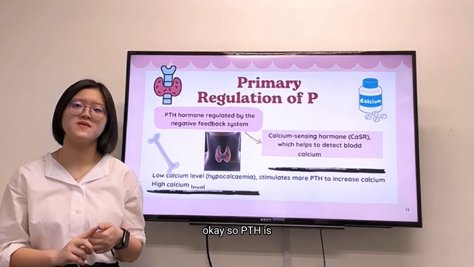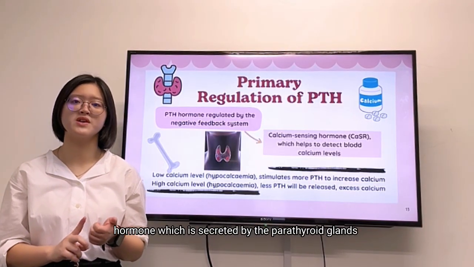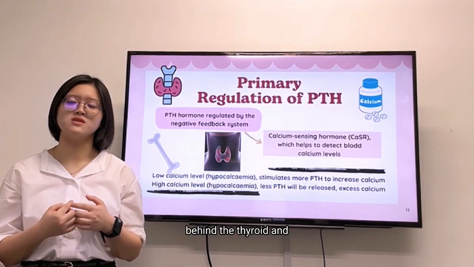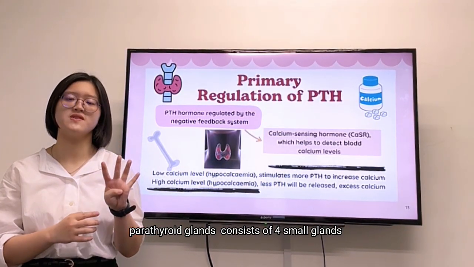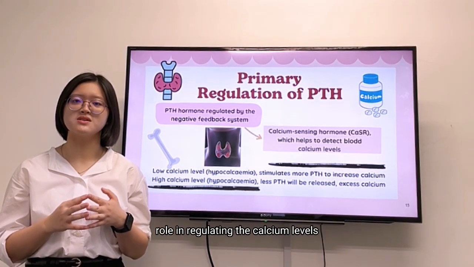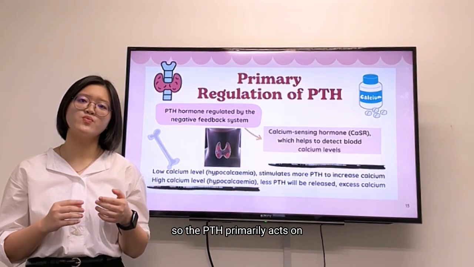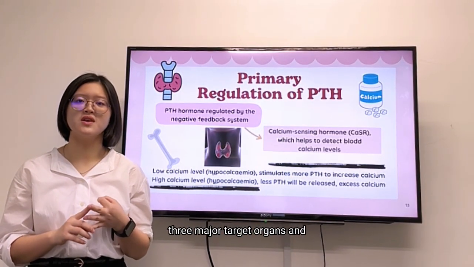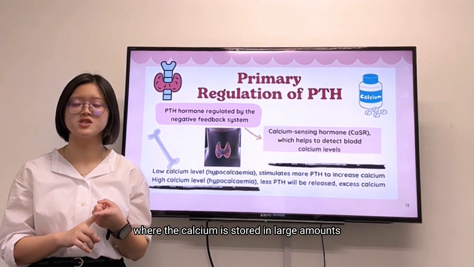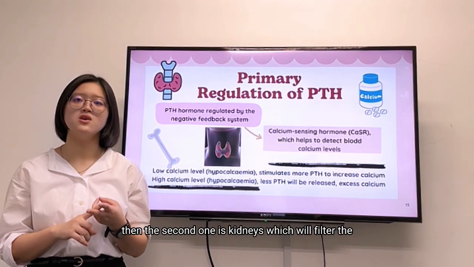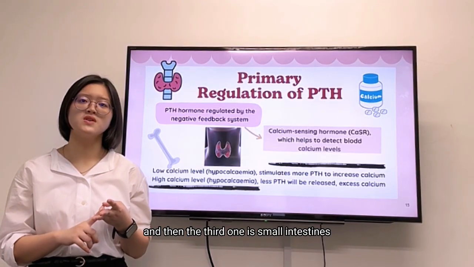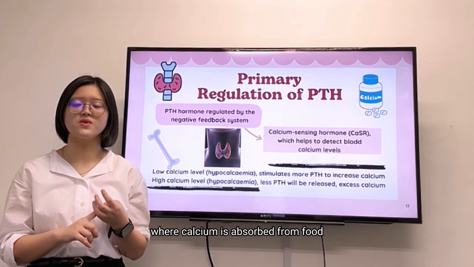Okay, so PTH is an important hormone which is secreted by the parathyroid glands. The parathyroid glands are located behind the thyroid, and consist of 4 small glands. Although they are very small, they play an important role in regulating the calcium levels. PTH primarily acts on 3 major target organs and tissues to maintain the calcium balance. The first one is the bones, where the calcium is stored in large amounts. The second one is the kidneys, which filter and reabsorb the calcium. And the third one is the small intestines, where calcium is absorbed from food.